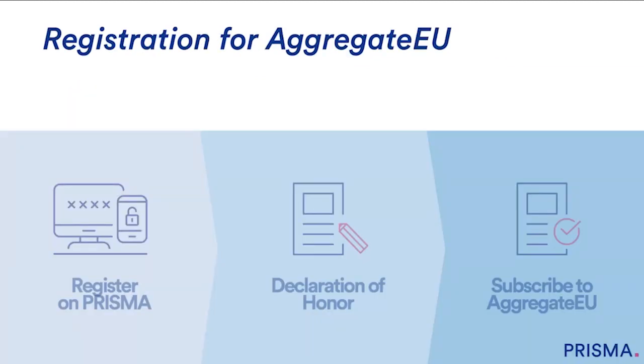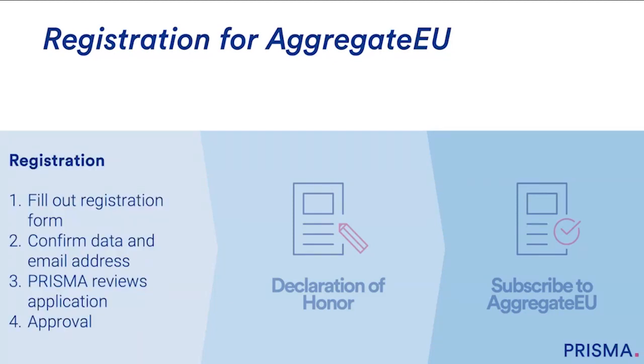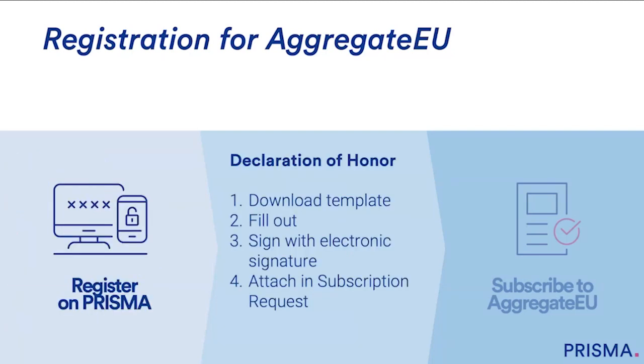To get you started, registration for Aggregate EU is a very simple 3-step process that starts with registering on the PRISMA platform itself. To do so, there is a very simple registration form. You just have to fill this out, confirm your data and email address later on, and then the PRISMA customer success team will review the information you have provided and either approve your registration request directly or contact you to clarify any further questions.